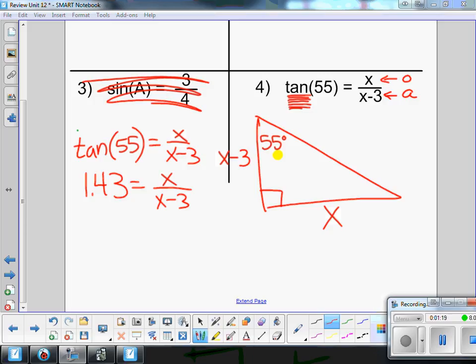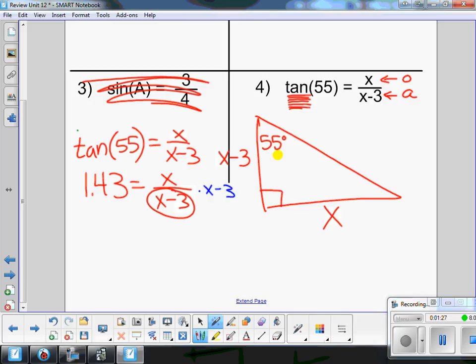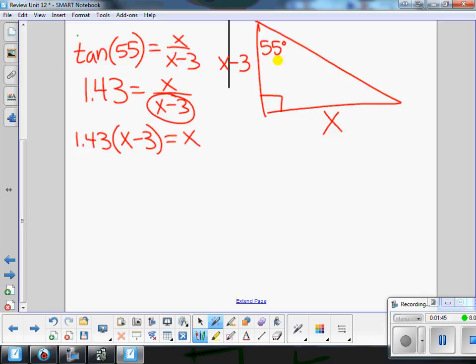At this point, we're trying to get rid of this denominator over here, so we're going to either multiply both sides by it, or some students think of it this way: put this over 1 and, what's this called? Cross multiply. So I need to do 1.43 times x minus 3, the quantity, and that will equal x.